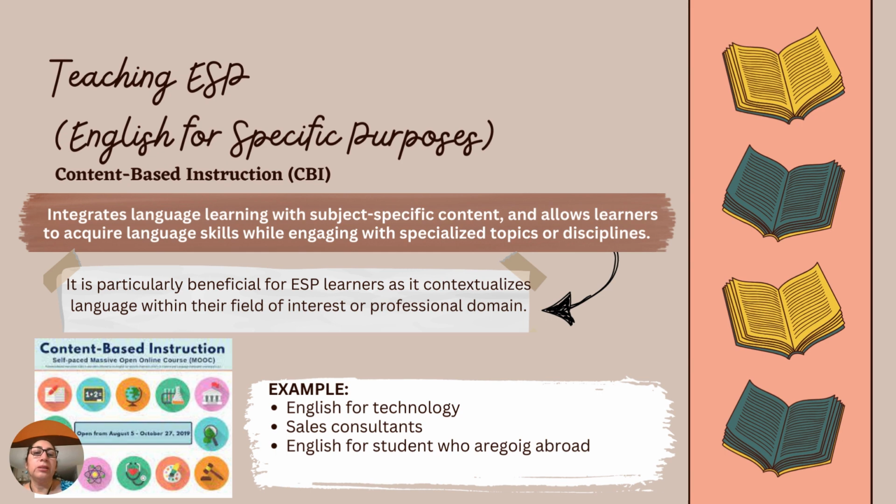Teaching ESP is English for a specific purpose. It contains content-based instruction, CBI. It integrates language learning with subject-specific content and allows learners to acquire language skills while engaging in specialized topics or disciplines. And this is English for a specific purpose.